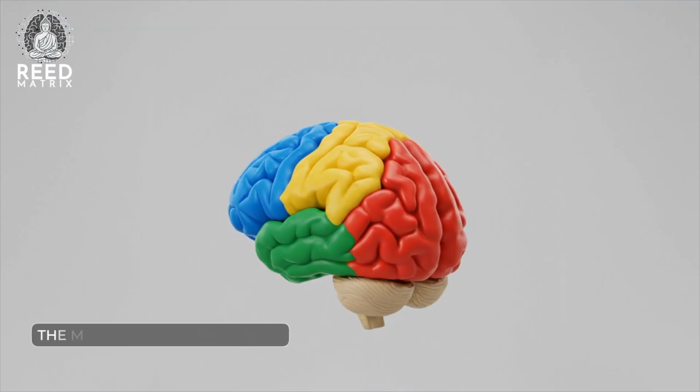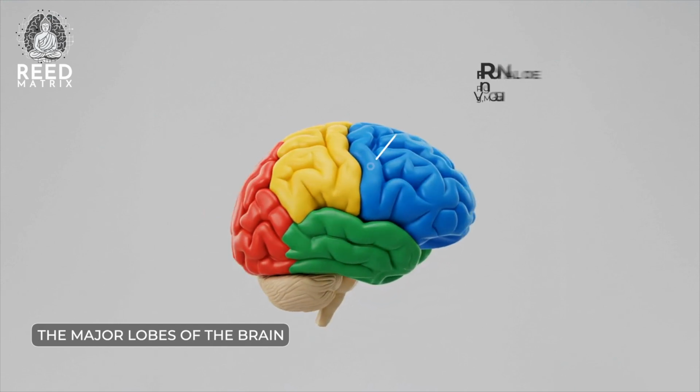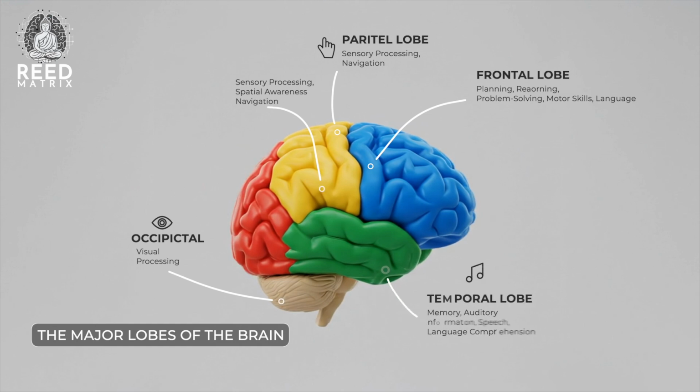The brain is divided into four major lobes, named after the skull bones that overlie them. The frontal lobe occupies the front portion of the brain. Behind it lies the parietal lobe, followed by the occipital lobe at the back. The temporal lobe sits lower on the side of the brain beneath a deep lateral fissure.